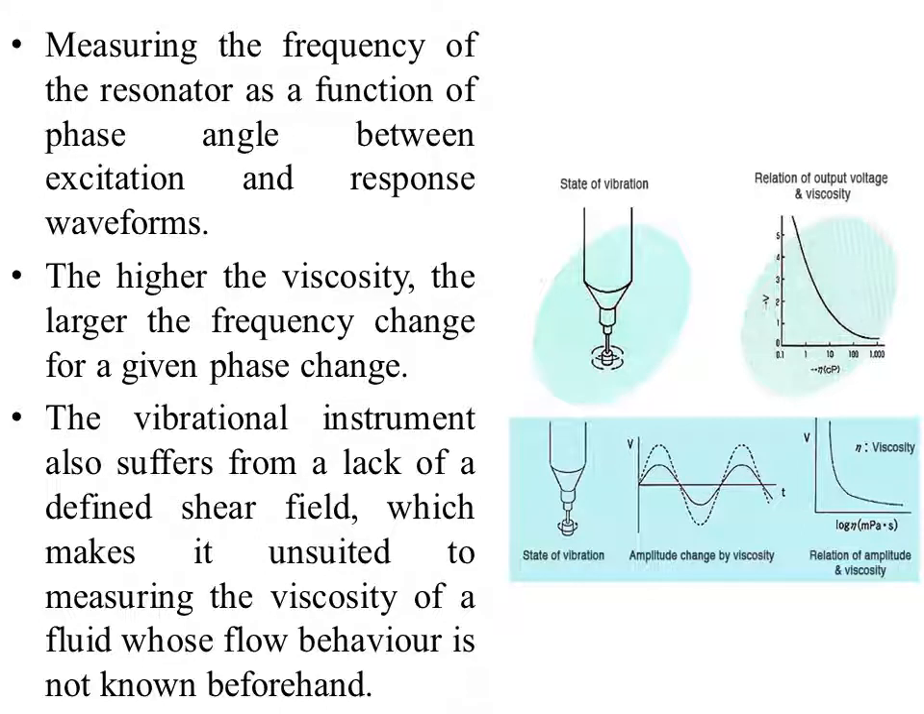Measuring the frequency of the resonator as a function of the phase angle between the excitation and the response waveforms. The vibrational instrument also suffers from a lack of a defined shear field, which makes it unsuited to measure the viscosity of a fluid whose flow behavior is not known beforehand. Because if the liquid is of known characteristics or properties, you can use it for this instrument. But if it is a new liquid or the properties are unknown, then this method is not suitable for the measurement of viscosity.